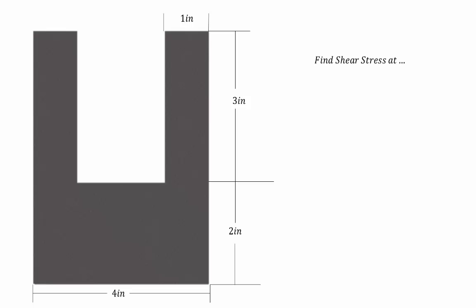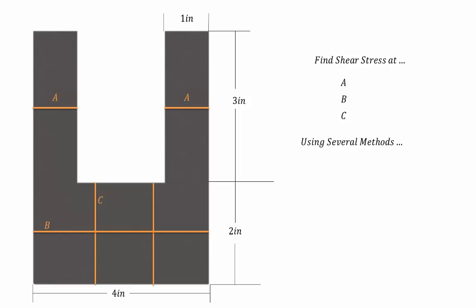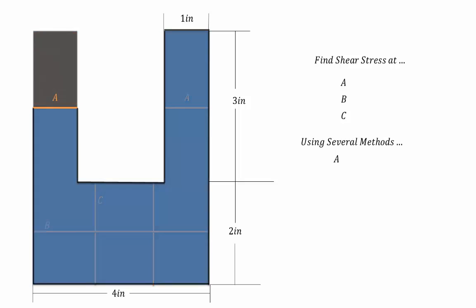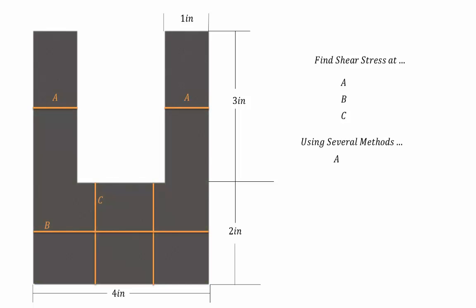So we're going to be finding the shear stress at several points on this cross-section. Point A, which is across two sections as you can see here, B, and C. We're going to use several methods to find the shear stress using several different combinations of areas. First, at point A, we're going to be using one section, two sections, the opposite of the first section, and the opposite of the two sections.